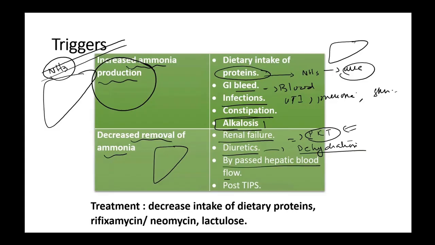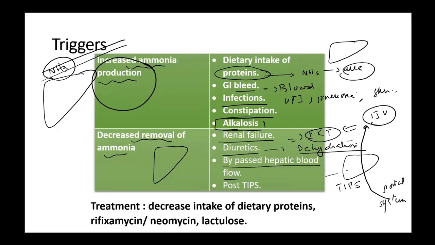Bypassing hepatic blood flow, this is basically the mechanism. So basically, the TIPS procedure, transjugular intrahepatic portosystemic shunt. So basically, you are bypassing the liver, going into the internal jugular vein. So the liver is not functioning. Let's say whatever ammonia is produced in the portal system will go straight to the brain and can cause hepatic encephalopathy.